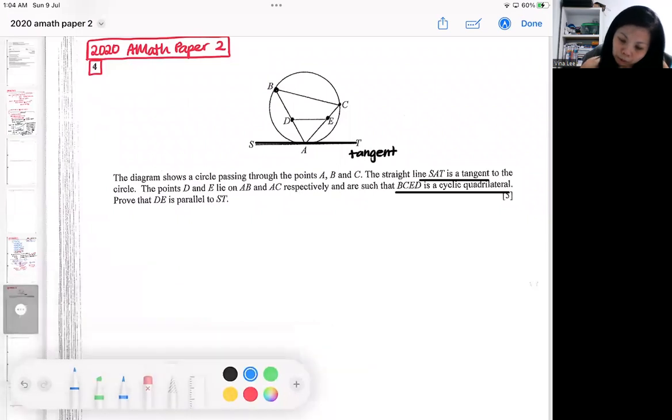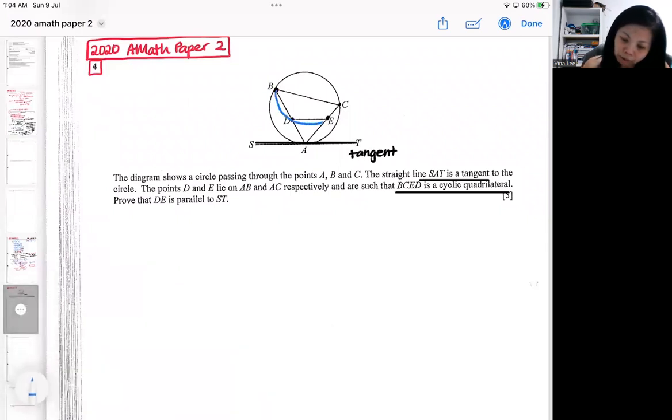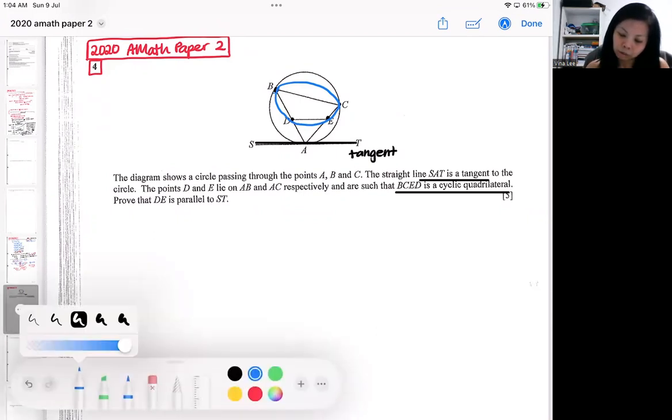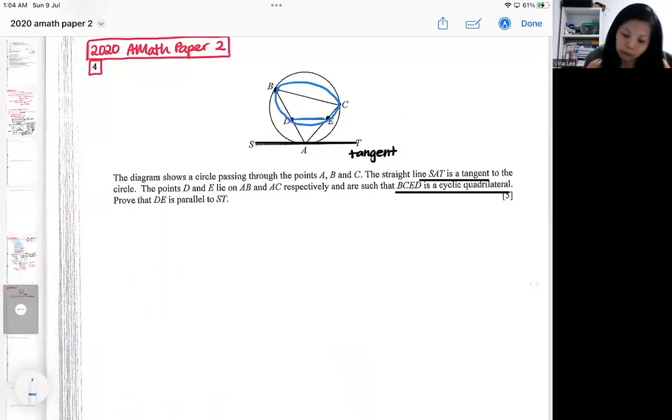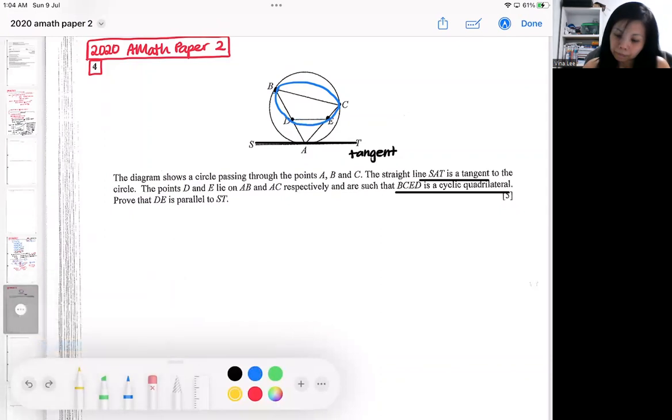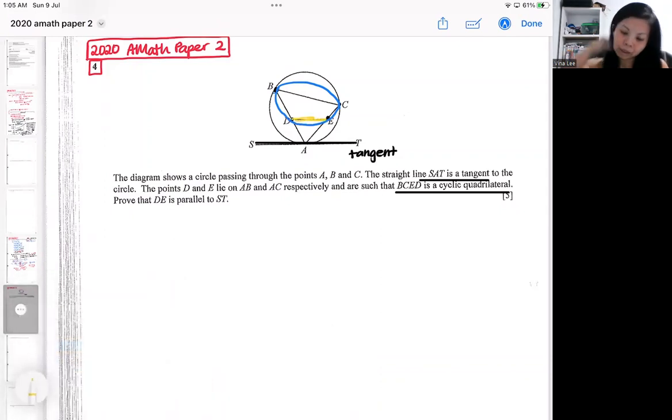So I'm going to try to draw it, even though the circle doesn't look very nice, it's supposed to be a circle. There is a circle here, the circle that creates the cyclic quadrilateral. Even though it doesn't look like it, it's still applicable. It's not exactly drawn to scale. So my aim is to prove that DE is parallel to FT.